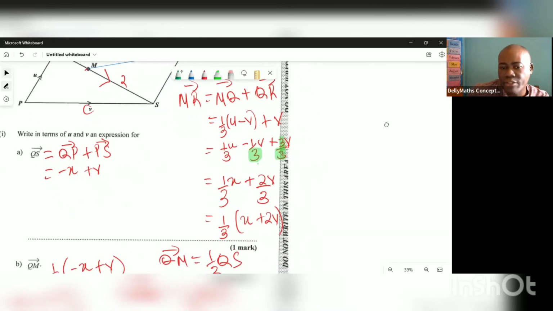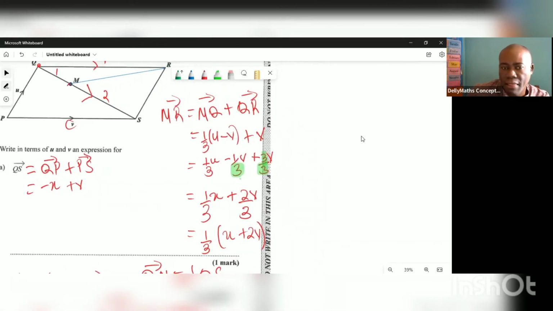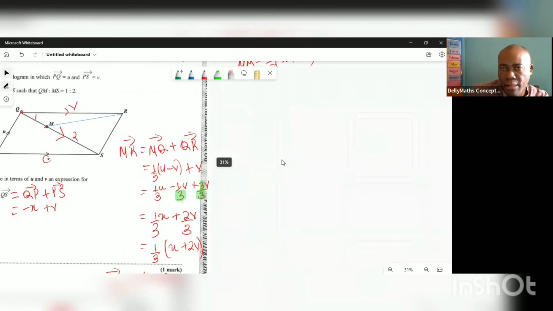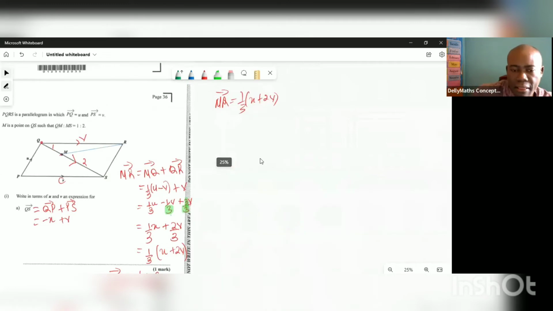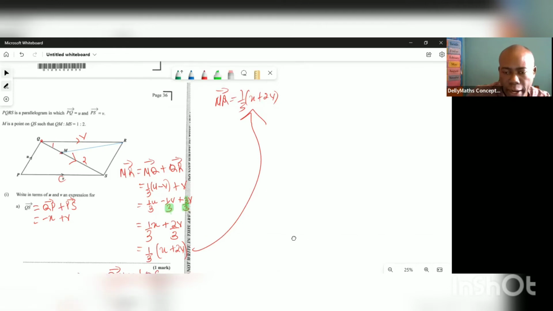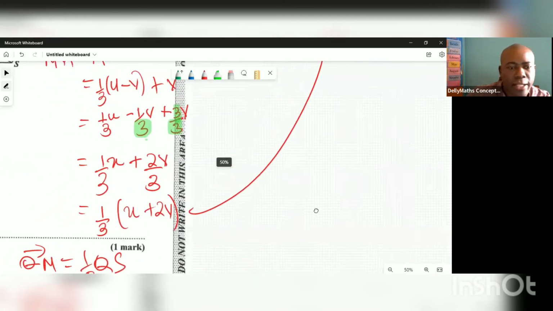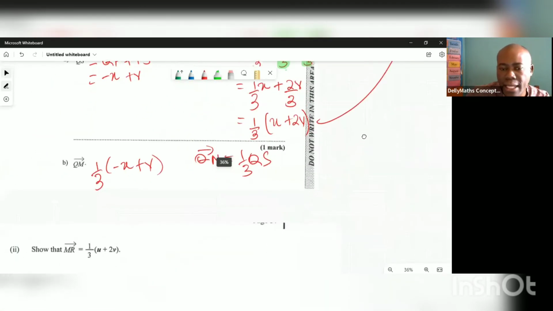So hence I've just proven that MR is 1/3 open bracket U plus 2V. Just proved that right there. All right, good. Let's see what the next question says.